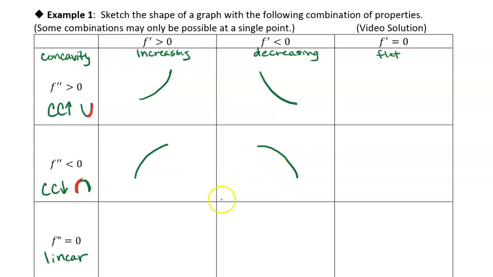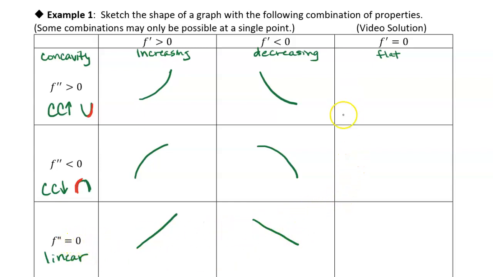All right. Now, if it's increasing and linear, right? If f prime is greater than 0, that means it's increasing. And f double prime is 0, that means it's linear. So increasing and linear just looks like that. And decreasing and linear looks like that. Okay, there's no curvature because the second derivative is 0.